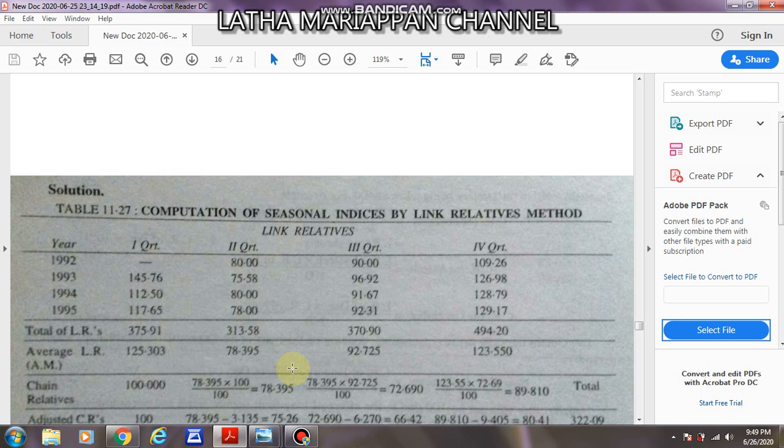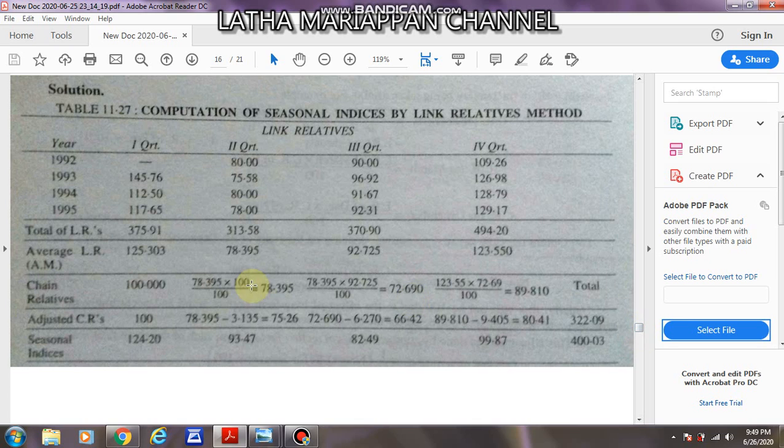You have to find the other values like this. But for the first quarter's data, you have to divide by 3, because we are taking only 3 data, the previous data is not there. So 375.91 divided by 3. Remember this one, don't take 4, divide by 3 because we took only 3 data. All the other data you have to divide by 4. So we will get the average link relative.